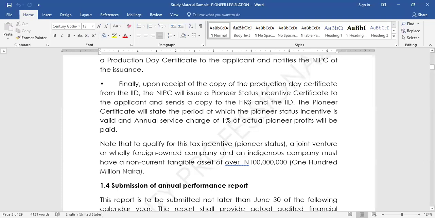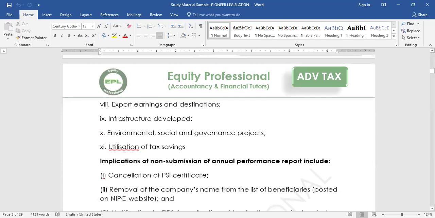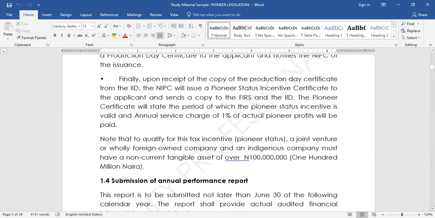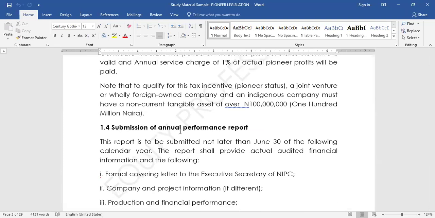Now, the next thing we need to look at is submission of annual performance reports.